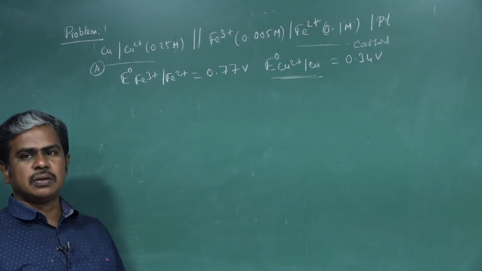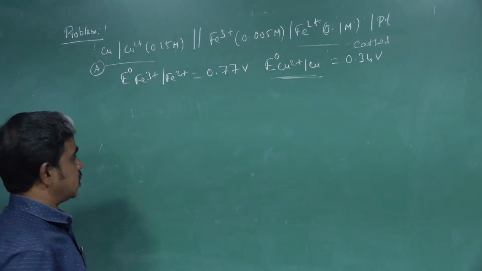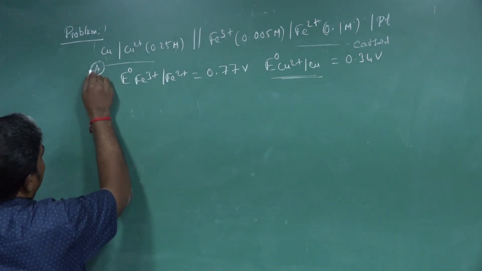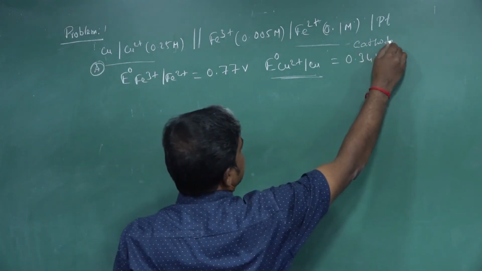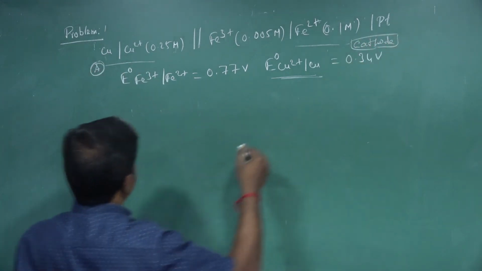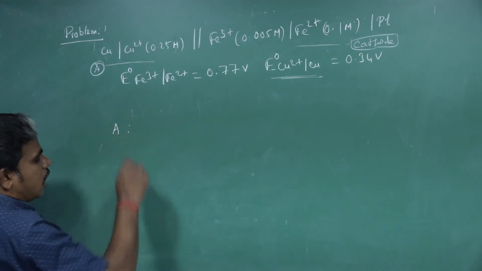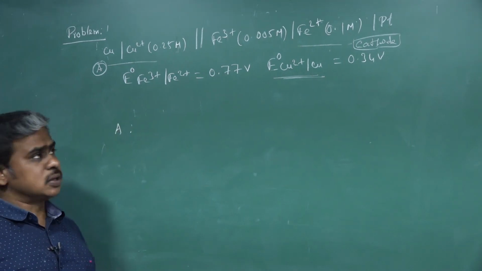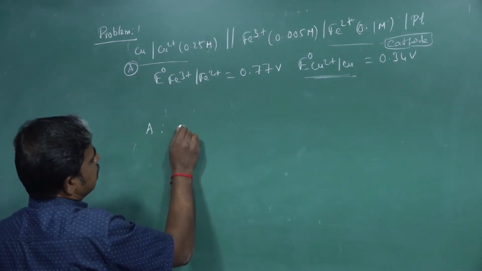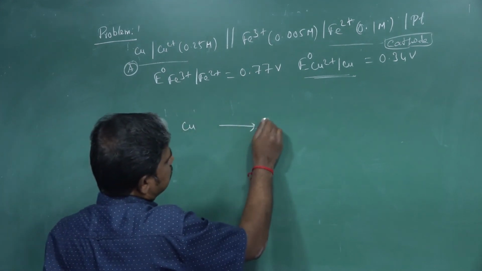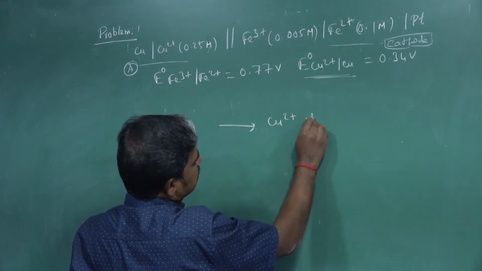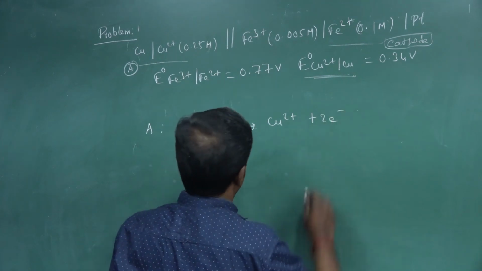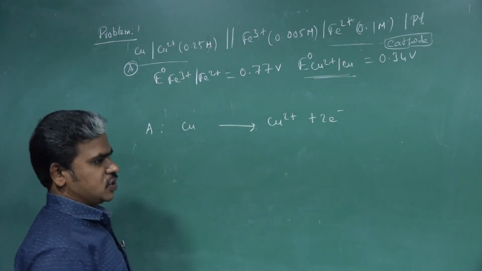First we find out the anode and the cathode reactions. Here it is the anode and here it is the cathode. And you know that at the anode, oxidation always takes place. So which one gets oxidized? Here Cu becomes Cu2 plus plus 2 electrons. So it is anode oxidation.